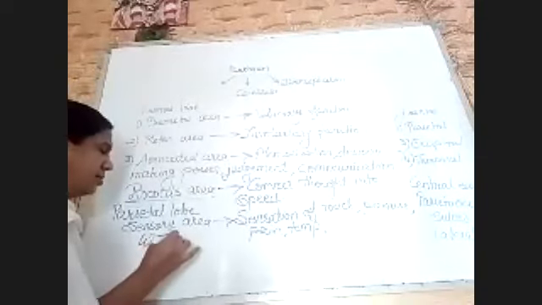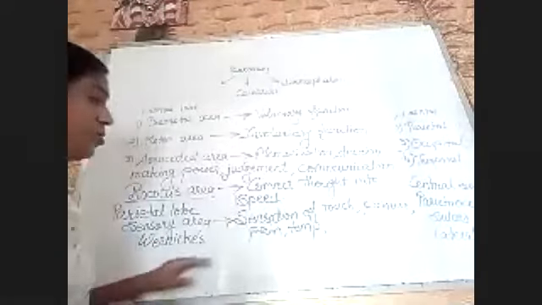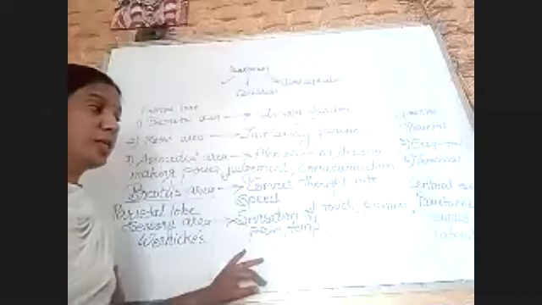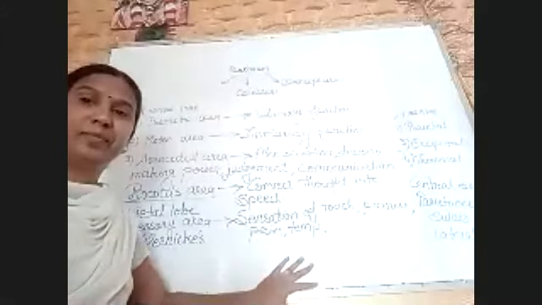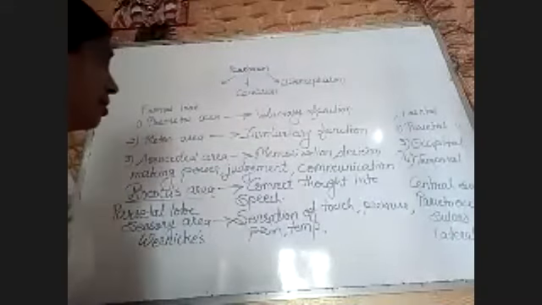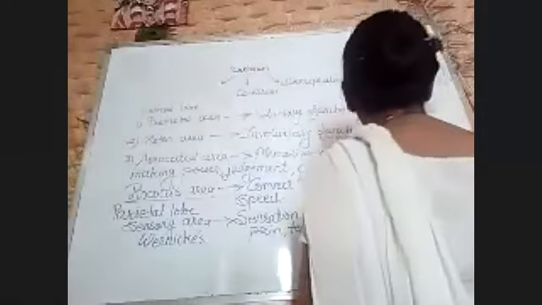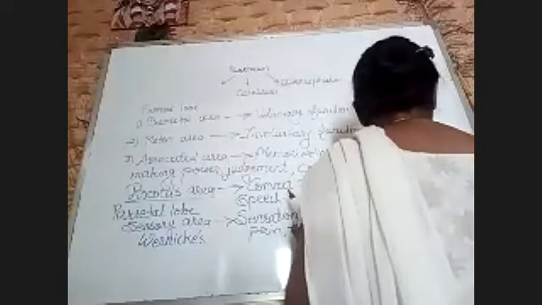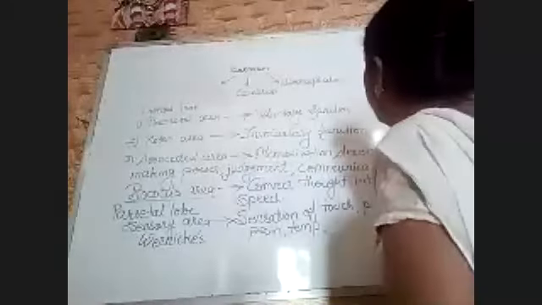So here Wernicke's sensory area is there, which is responsible for controlling the sensation of touch, pressure, pain, and temperature. Do you understand? Okay. Now the next lobe, which one? Occipital lobe. Let's see what is the function of the occipital lobe. So the occipital lobe contains only one area.